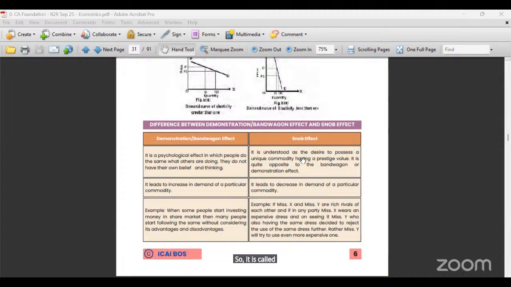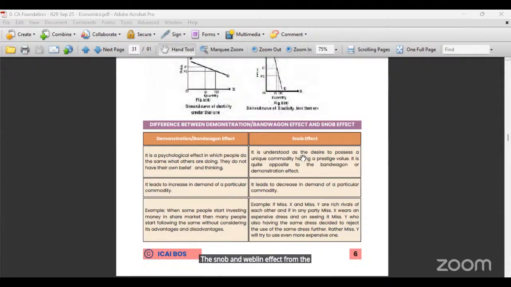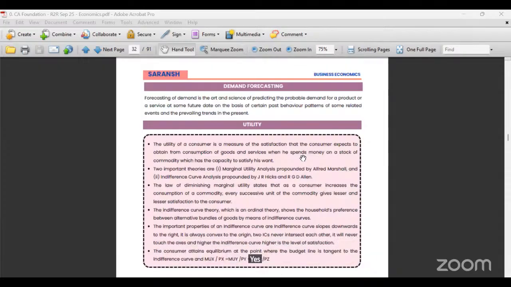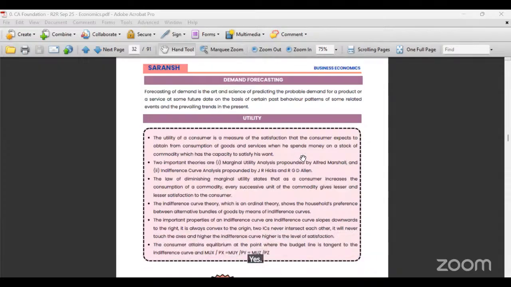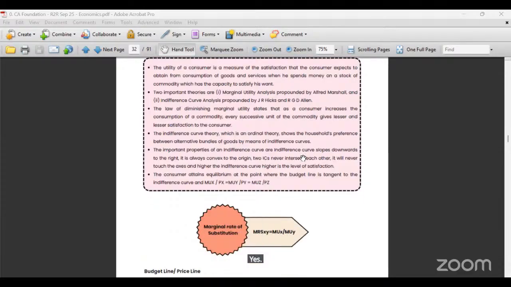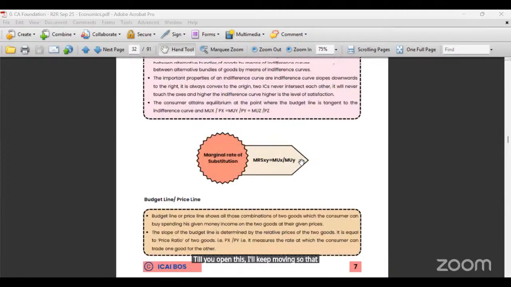But I think in your material they have given it differently. Can you please read it out, the snob and Veblen effect from the CA Institute material? Till you open this, I'll keep moving so that we should not waste time.